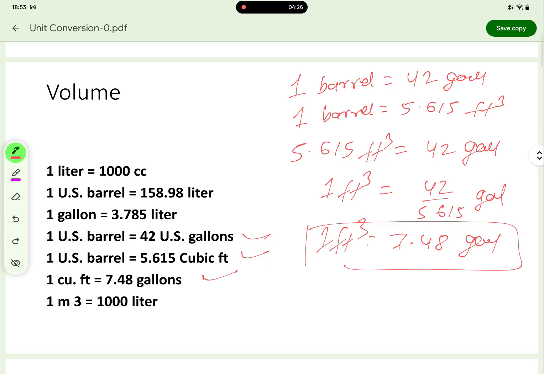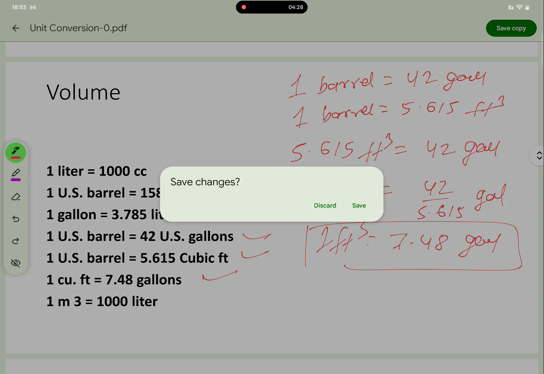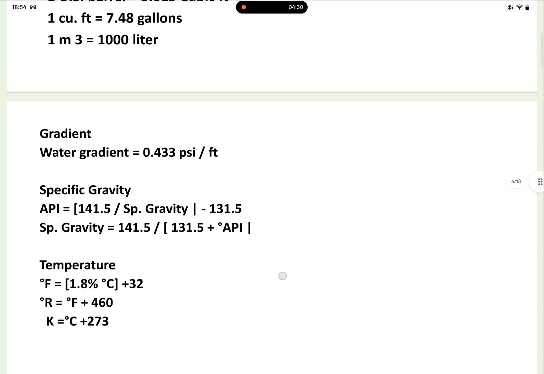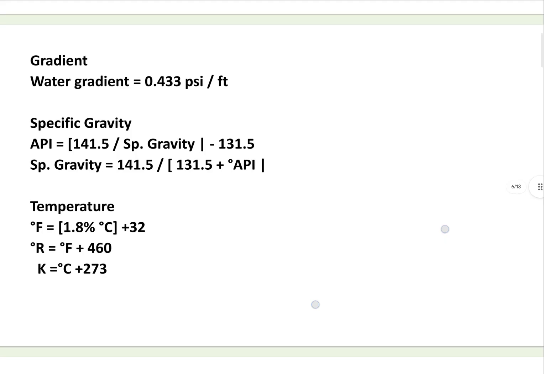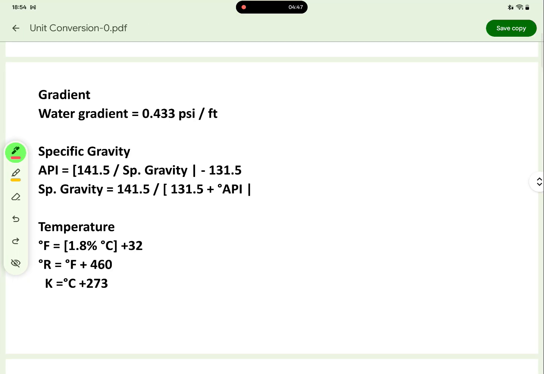Now moving to the next slide. Next slide is water gradient, which is very important. Water gradient is written over here as 0.433 psi per feet. First we need to know how this value is coming.